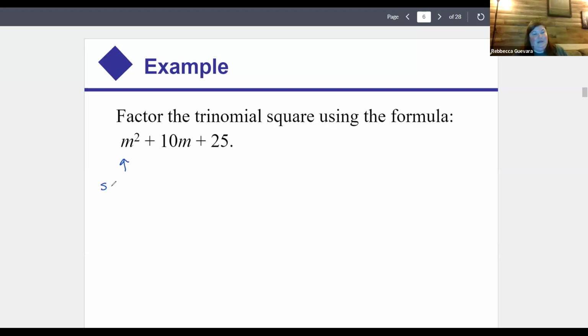So this is a square. This is also a square. We know that this is 5 squared, and that this is still m squared. This center term, if we look at it, would be 2 times 5 times m. So basically we took 1 square from each side, and then we multiplied by 2.